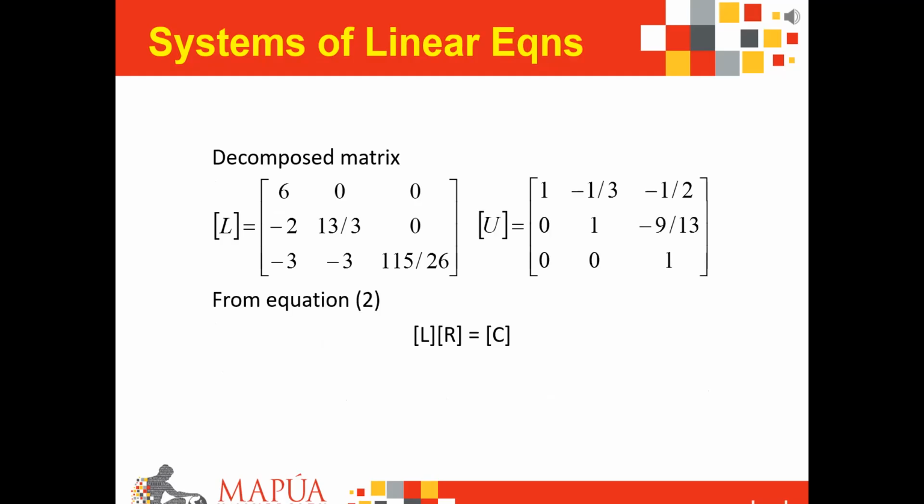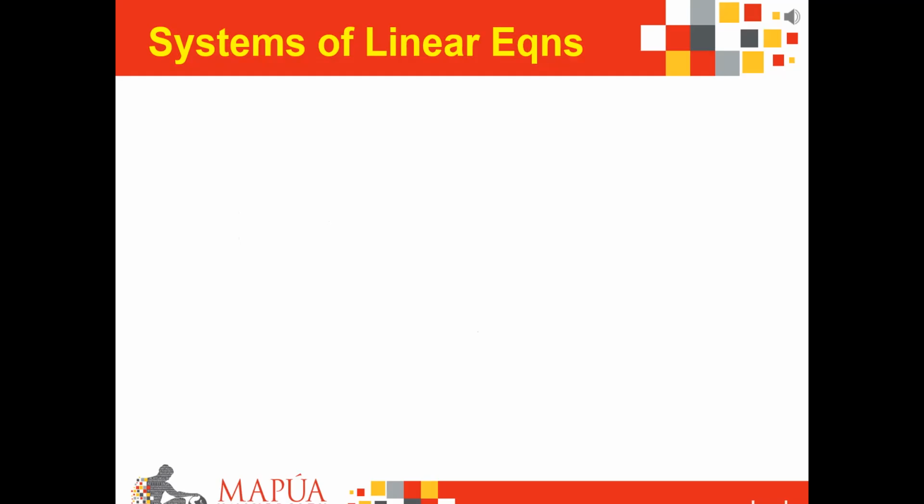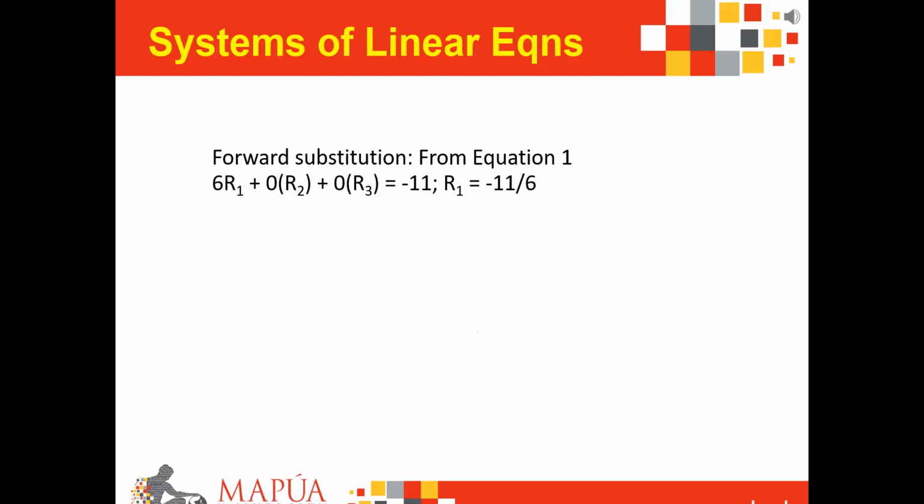From your given equation 2, whereby we evaluate matrix R using forward substitution, the matrix equation would simply appear like this. We then revert this matrix equation and convert it back into a standard form of equation. And looking at the standard form, you will notice that on equation 1, you'd end up with the following equation: 6R1 plus 0R2 plus 0R3 is equal to -11. Thus, we would end up with an R1 value equal to negative 11 over 6.